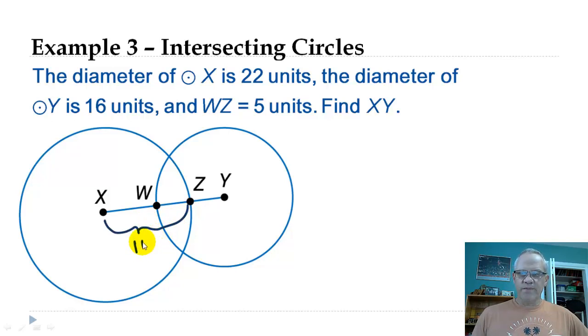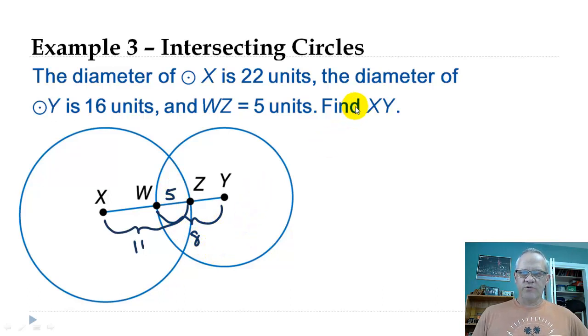Okay, what else do we know? Well, we know that the diameter of Y is 16. Well, here's Y over here. It's this other circle. That diameter is 16. Well, again, we don't have the whole diameter there, but we have from Y to W. We have that one, and that is the radius, so that's half, right? Like we've been doing. So that is 8. Okay, so we know that the radius is 8 because it's half of 16. And it also told us that WZ was 5. So from W to Z is 5.